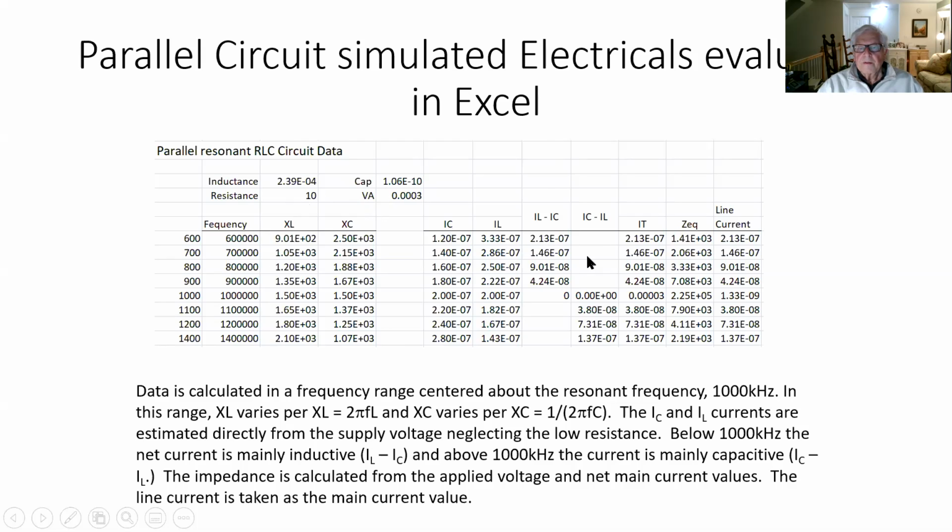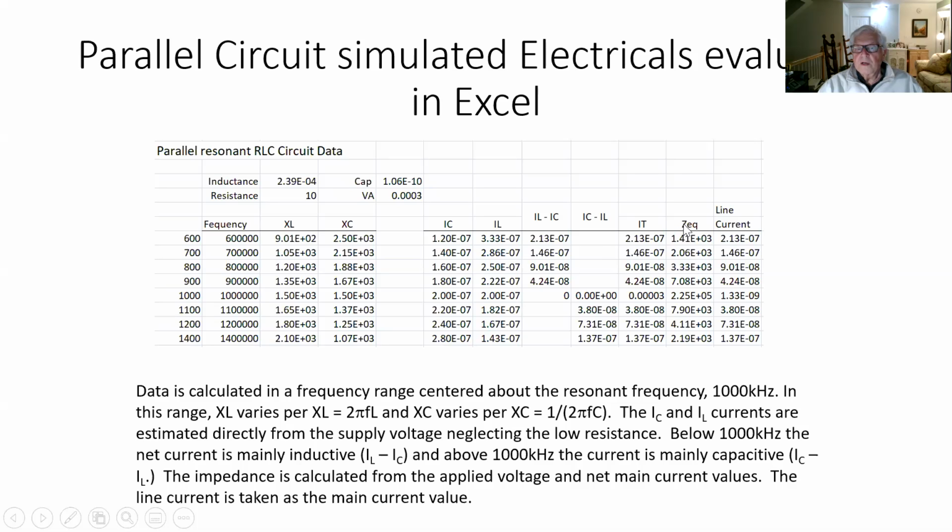Obviously it will be different depending on where we are relative to the resonant frequency at 1,000 kilohertz. At 1,000 kilohertz, we switch from IL being greater than IC to IC being greater than IL. So we get a total current going through there, and we notice that at 1,000 we get a very small number.